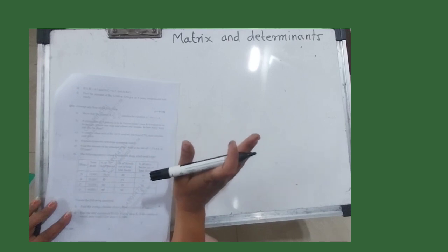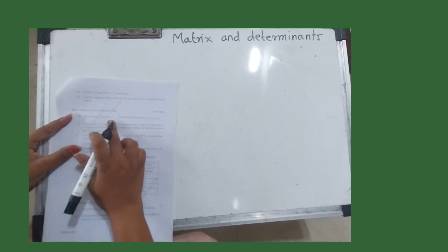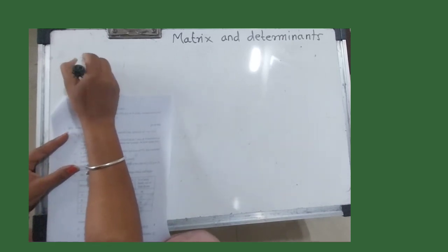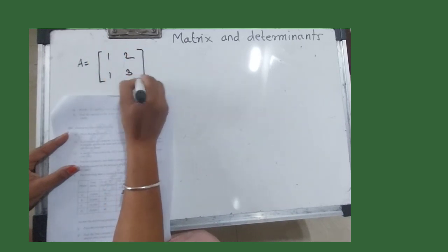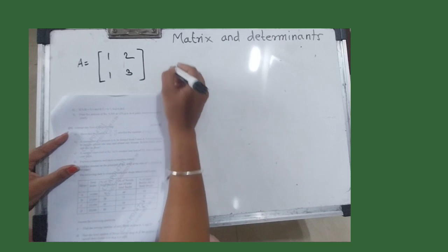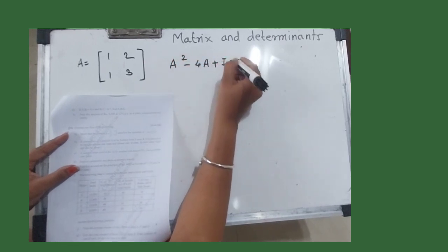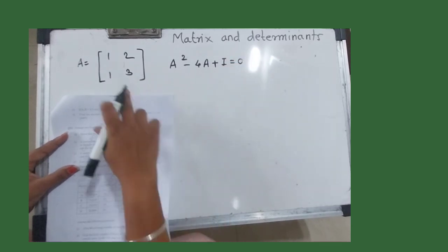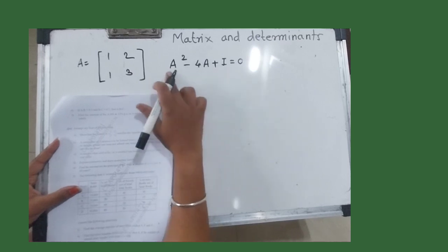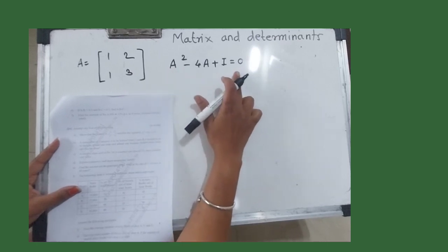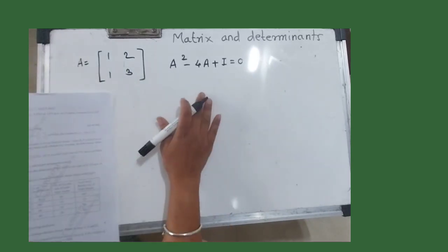Next, in the same question paper, the next question is in the fourth question. Show that the matrix A, I write matrix A here, matrix A [1 2; 1 3], satisfies the equation A square minus 4A plus I equal to 0. We have to show that this matrix satisfies this equation. Means after putting the matrices here, we get 0. It is for 4 marks.